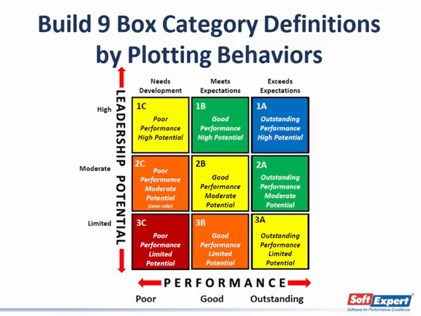Once you have selected the behaviors that define both performance and potential, you can then build your 9-box category definitions by plotting those behaviors in the appropriate boxes in the matrix. Armed with your new 9-box grid, you are ready to enhance the accuracy of the talent assessment process.